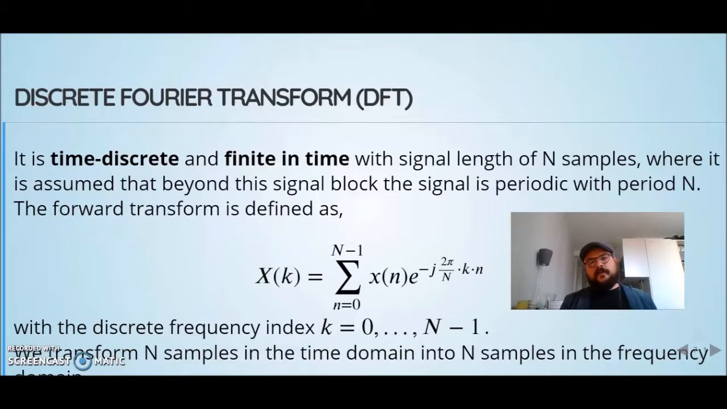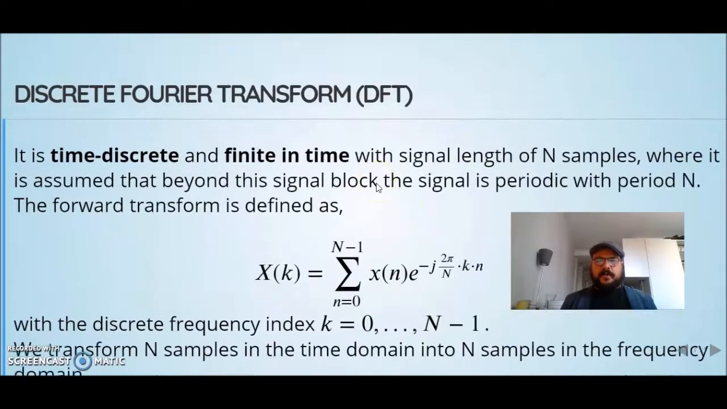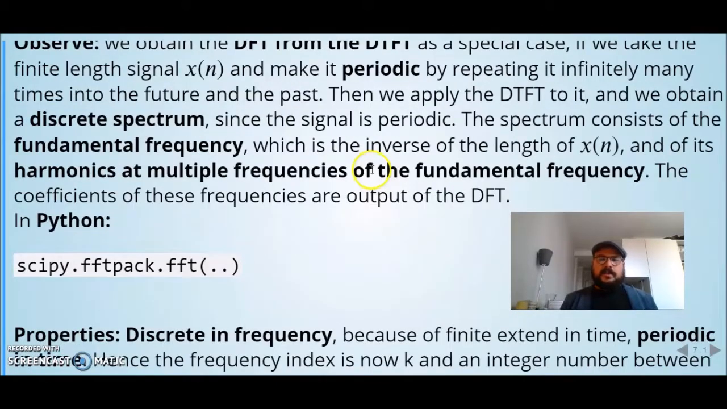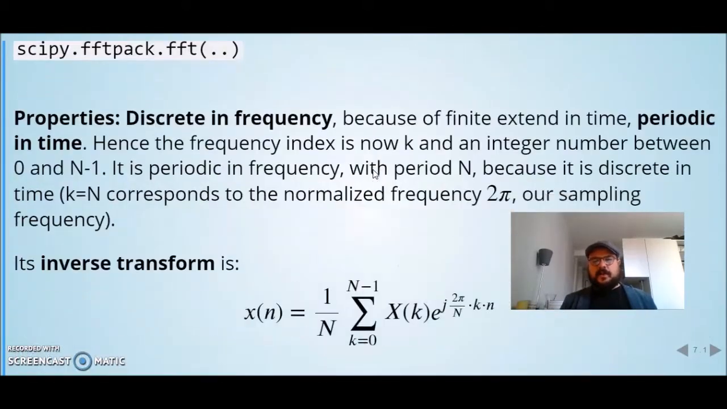before, if we take our finite signal and we repeat it infinite times in the past and infinite times in the future, making it periodic with a period equal to n. Here is the equation to calculate the DFT, and we note that we now have a discrete frequency index k that goes from 0 to n minus 1, where n is the number of samples. This transform is also invertible, so we have an inverse transform given by this equation.